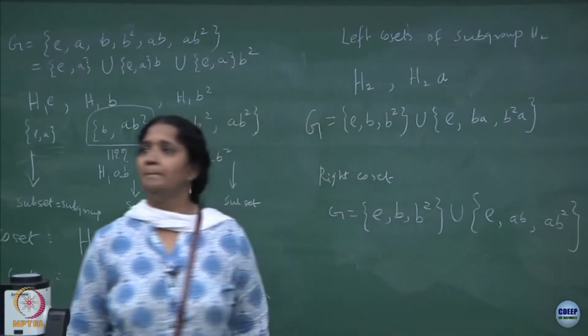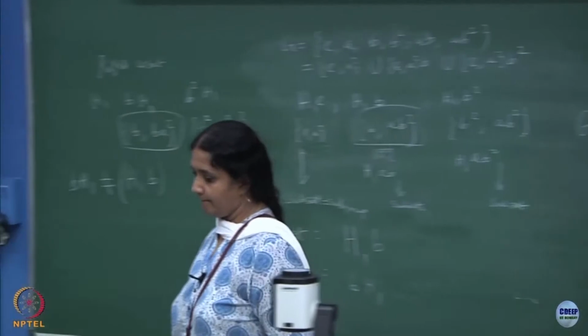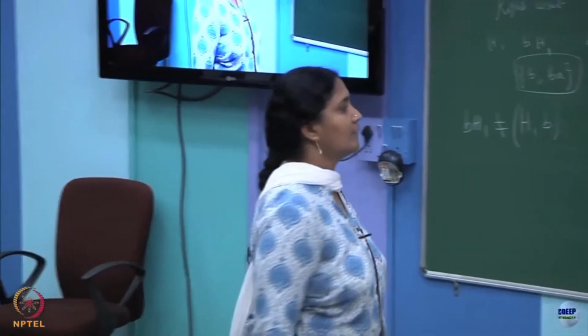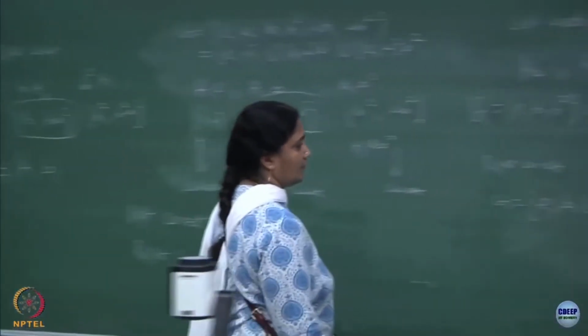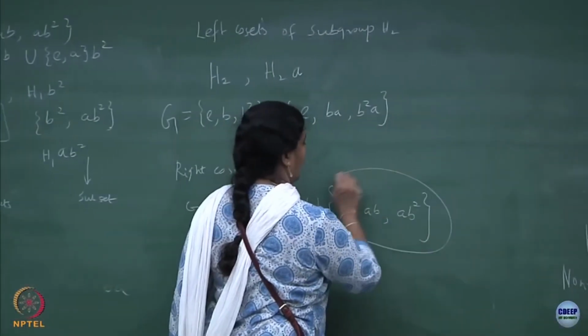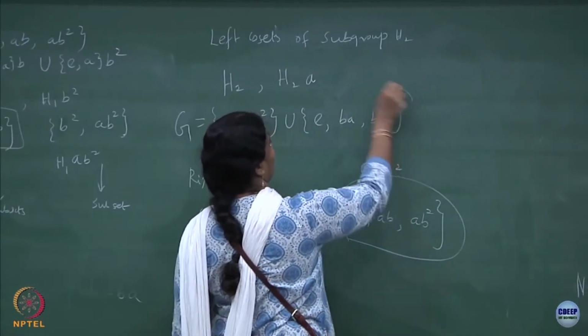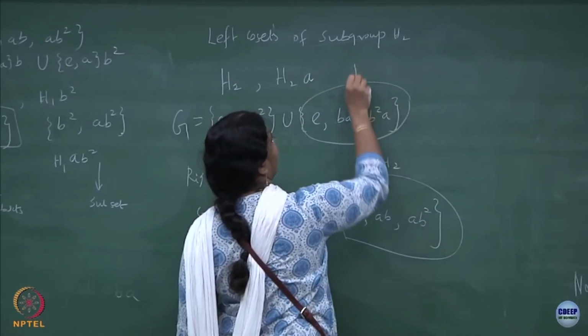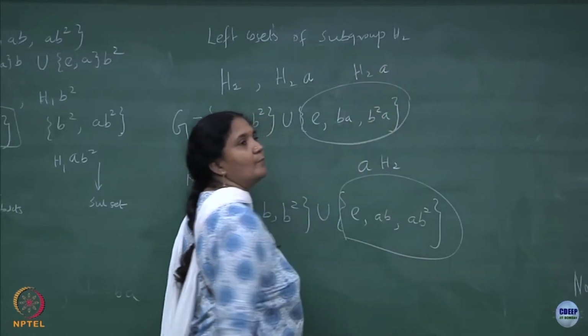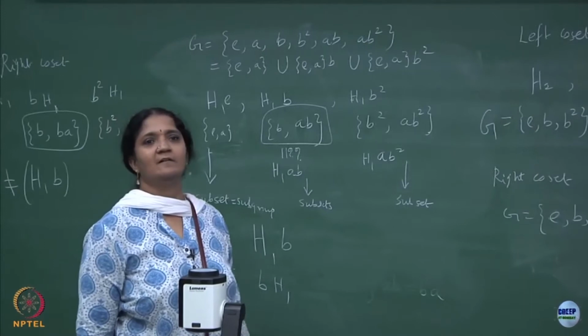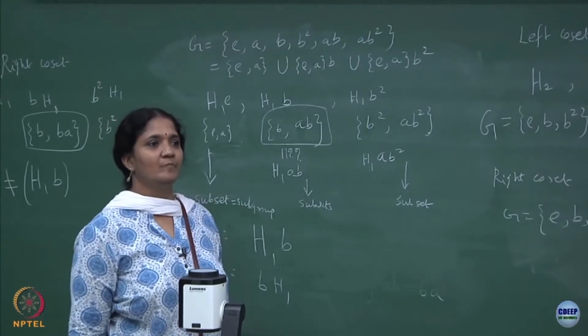Are these two same? Same or different? This is A times H2, this is H2 times A. As a set, it is the same, right.